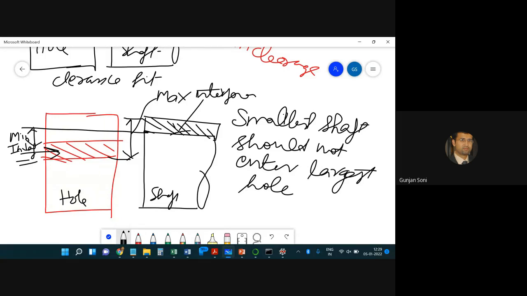Is it clear? Am I clear? Did I answer your question? Yes, sir, but that will happen when the maximum interference, that gap will be 0. Then it will enter the hole.